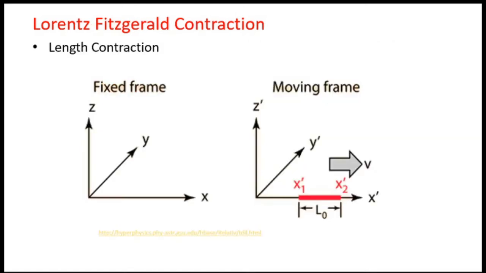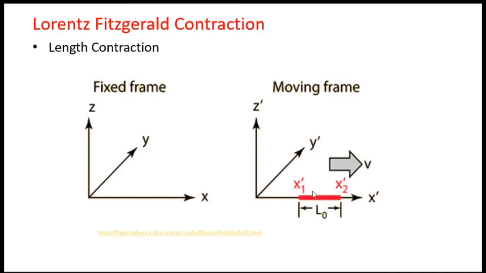So consider this particular figure. This is a fixed frame. In our case this was S, and this is a moving frame S dash, and that frame S dash moves with a velocity v along the x-axis. Suppose that there is a rod placed parallel to the x-axis, and its proper length measured is L0. So L0 is equal to x2 dash minus x1 dash.